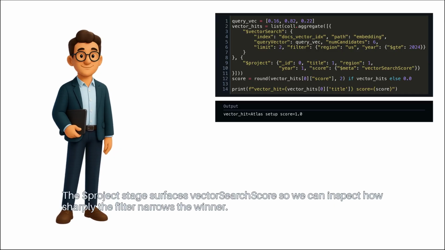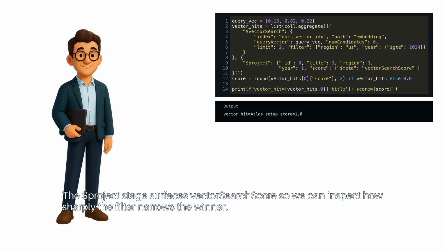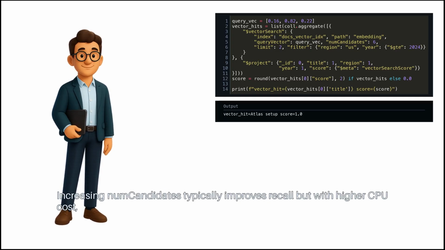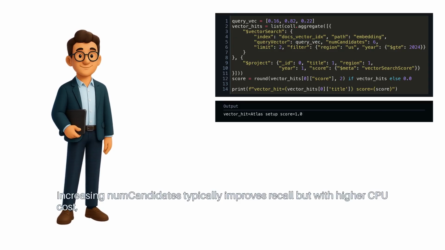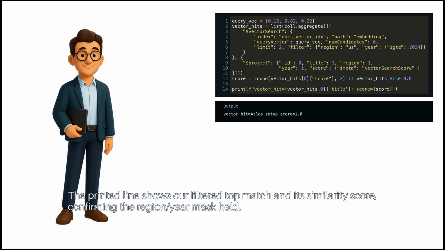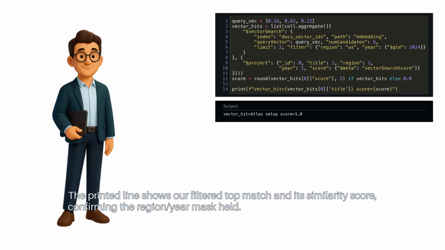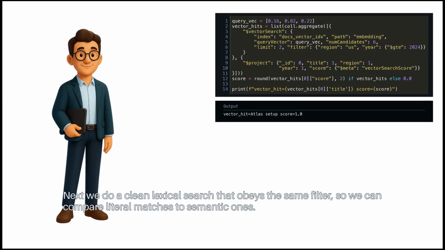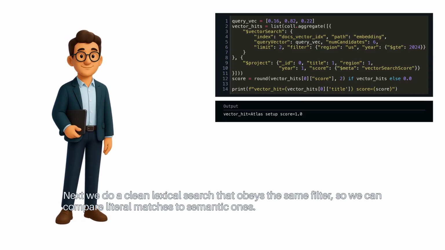The $project stage surfaces the vector search score, so we can inspect how sharply the filter narrows the winner. Increasing numCandidates typically improves recall, but with higher CPU cost, while lowering it makes the response faster, but risks missing near matches. The printed line shows our filtered top match and its similarity score, confirming the region and year mask held. Next, we do a clean lexical search that obeys the same filter, so we can compare literal matches to semantic ones.